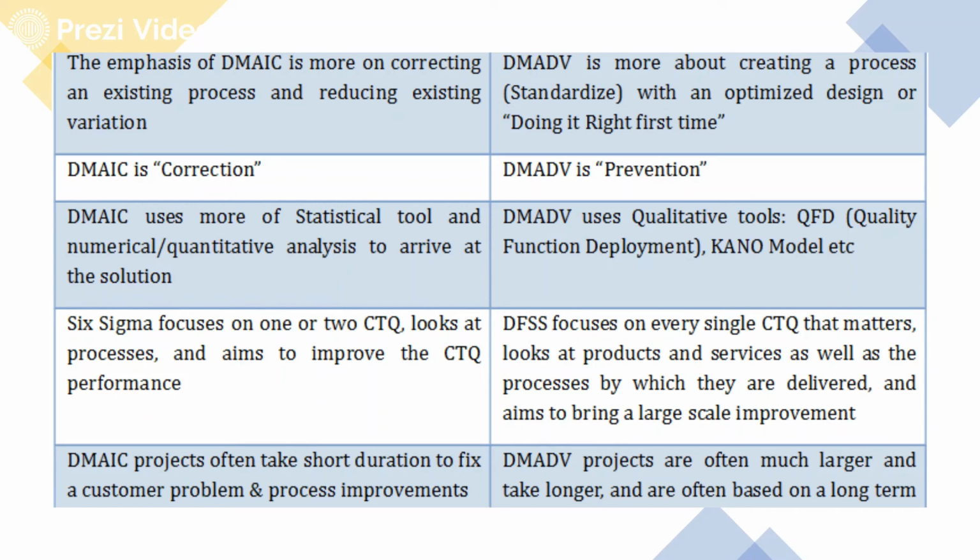When we talk about DMAIC, it is a short duration effort to fix a customer problem. So it is on a small level, whereas DMADV projects are at a much larger scale and take a longer time to develop, since they are basically working on innovations, on the design and verification.